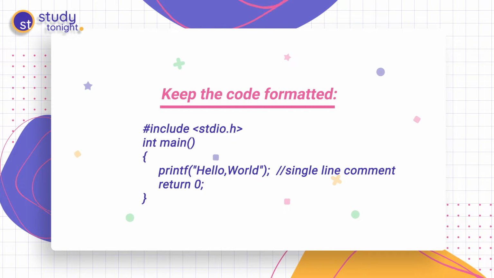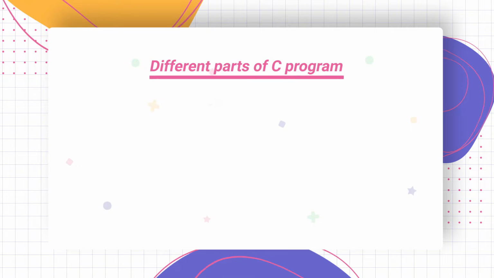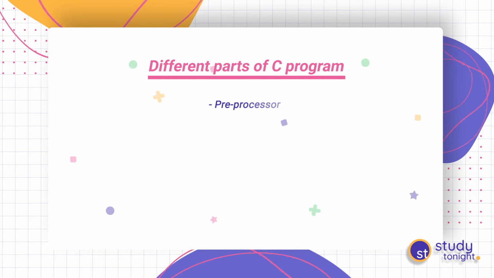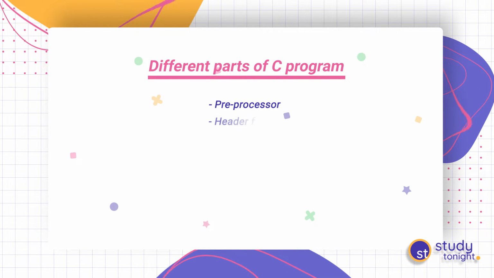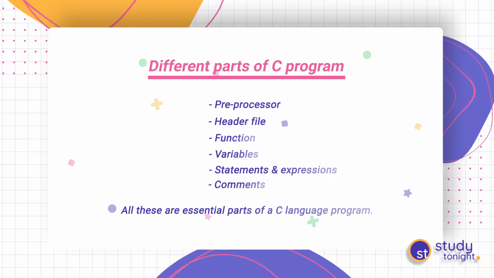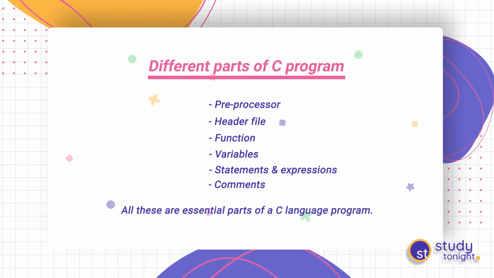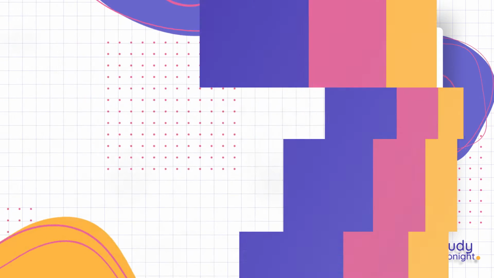So let's see what all these are in our program. So there are different parts of a C program. First is preprocessor, header file, function, variables, statements and expressions, comments. All these are essential parts of a C language program.